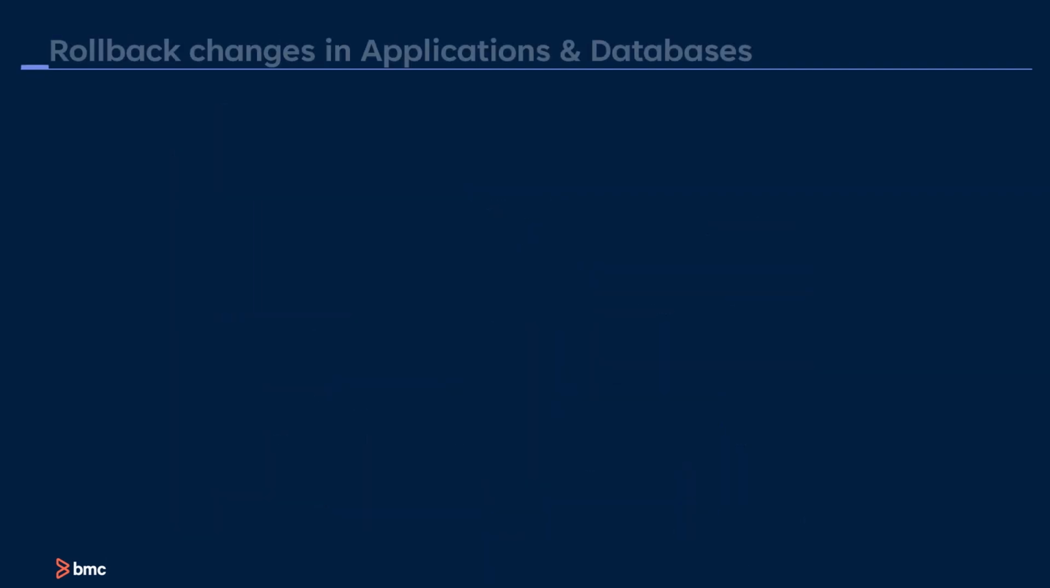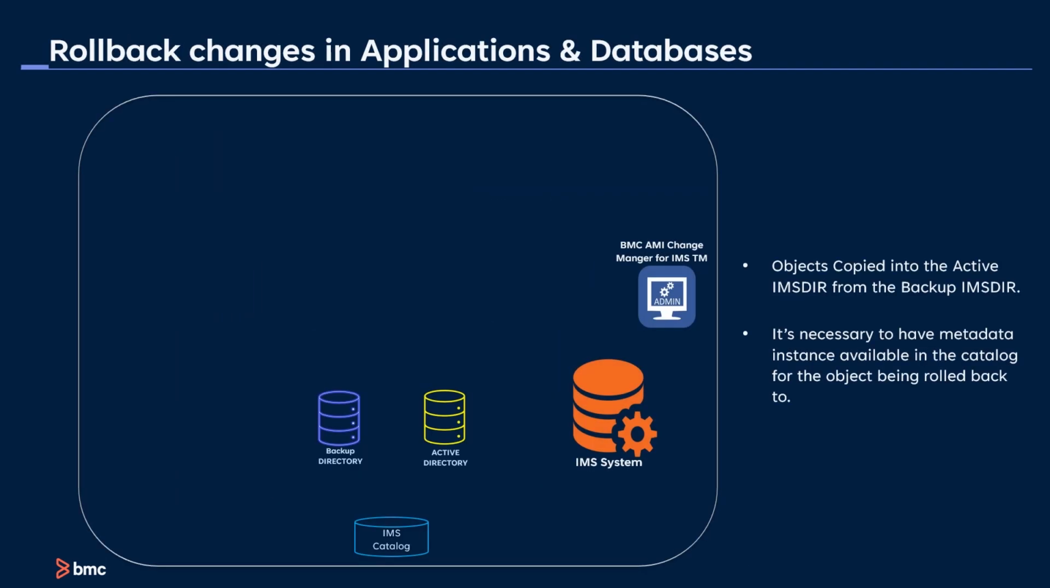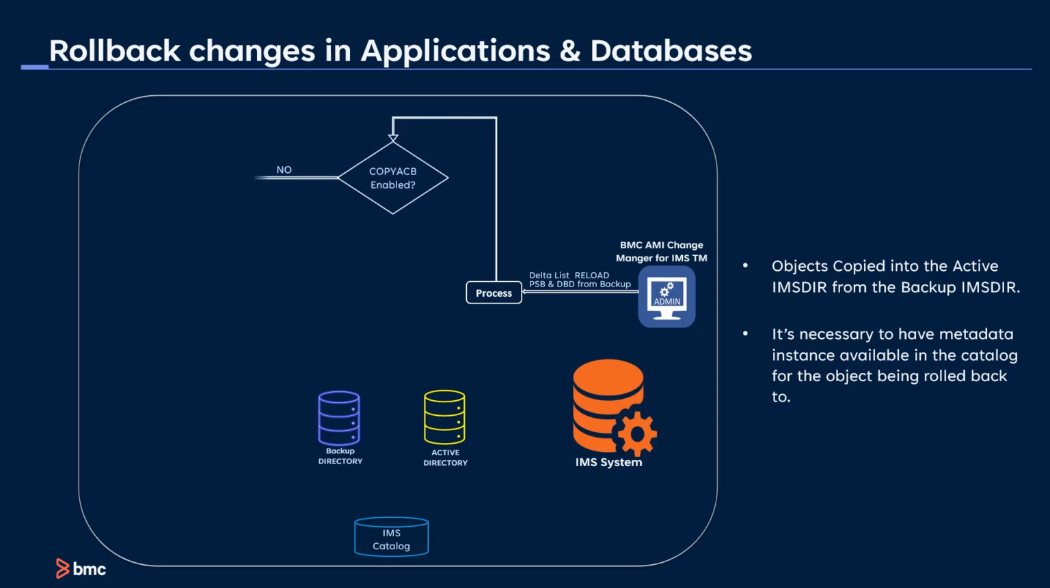Let's go over the process for a Delta List request to roll back changes in applications and databases using the backup directory feature. When a reload request is issued to activate a backup directory member, BMC AMI Change Manager for IMS TM first checks if copy ACB is enabled. If copy ACB is not enabled, the request will fail. If it is enabled, Change Manager then verifies whether a metadata entry exists for that object in the IMS catalog. If no entry is found, the request will fail.